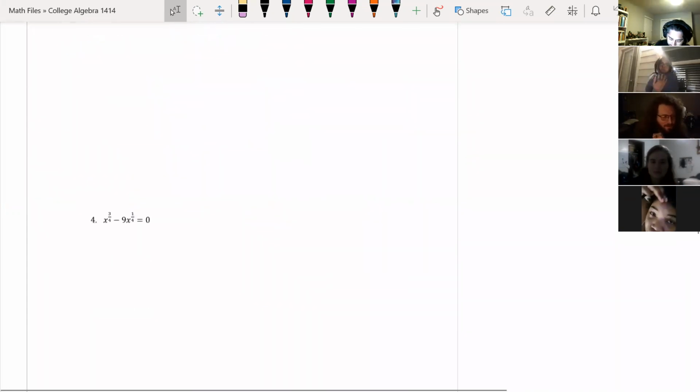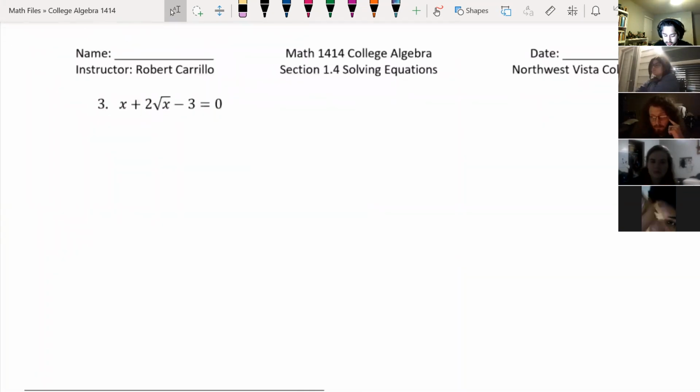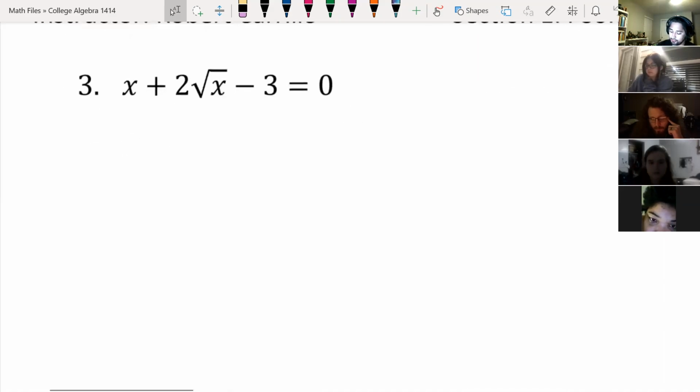Okay. We'll finish on these last two and we can touch on the other ones next time. We'll do 3 and 4, and again, we can use substitution. For number 3, I have x plus 2 square root of x minus 3 equal to 0. That doesn't look like you can factor it by normal means, which is where use substitution comes in handy.